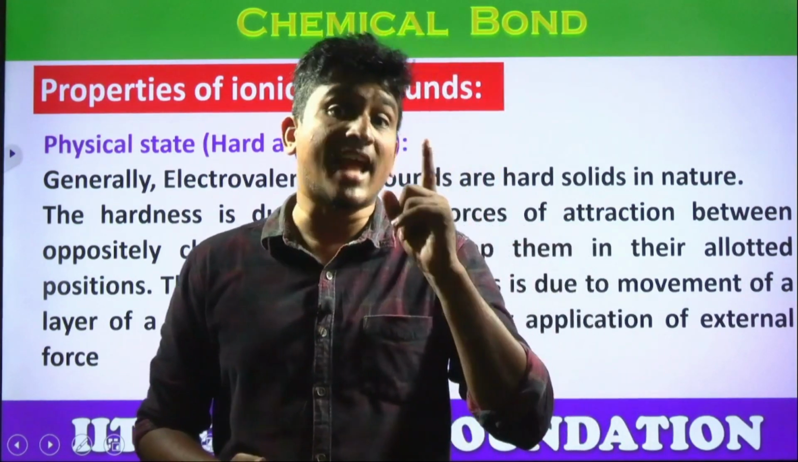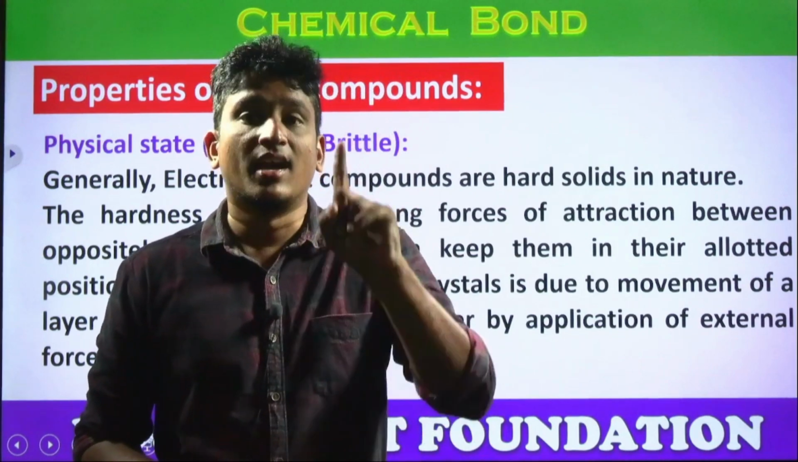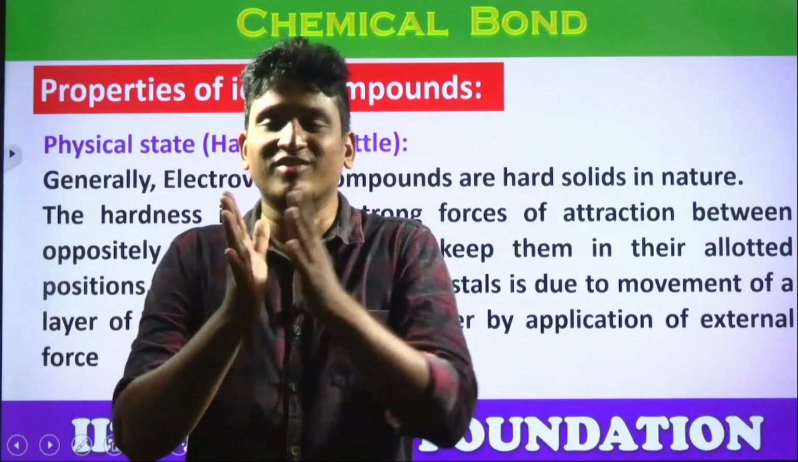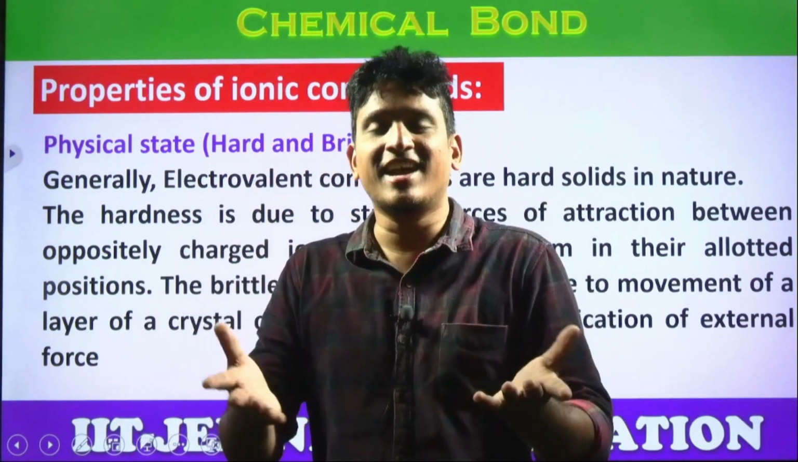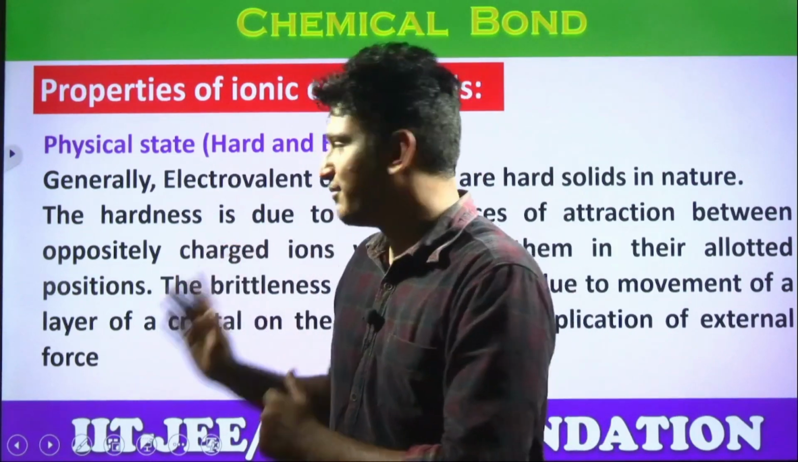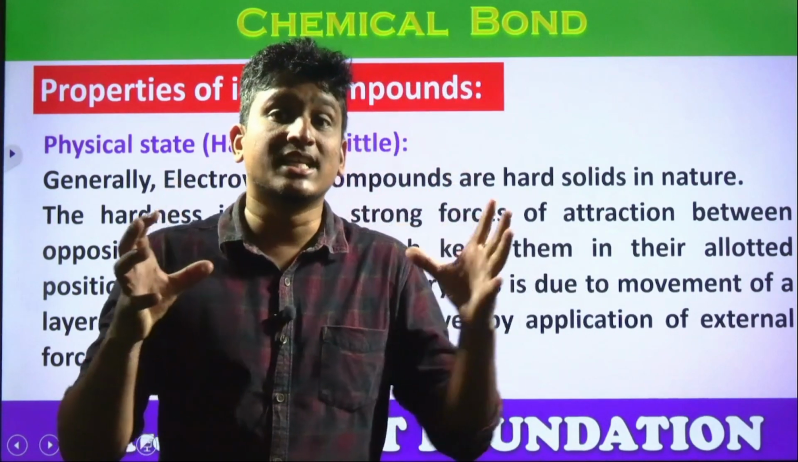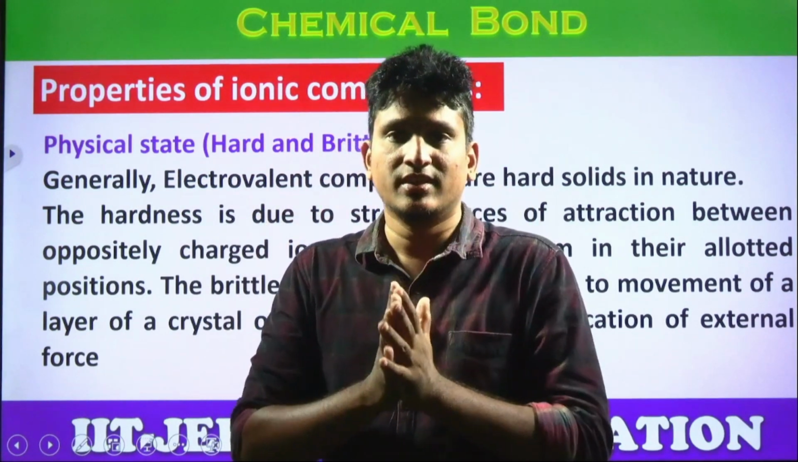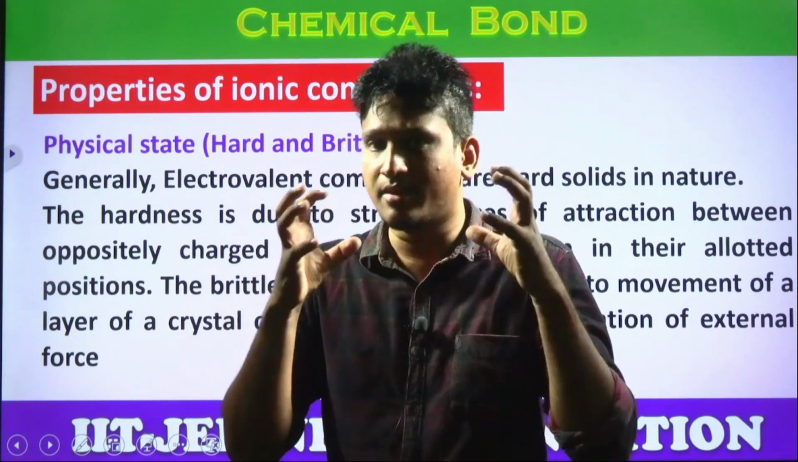They are solids, they are hard solids, and they are also brittle in nature. That means easily breakable. So what is this contradiction? We are saying they are hard, so how can they be brittle at the same time? I'll explain. They are hard because, students, all these ions are held by strong inter-ionic attractions, that is, electrostatic force of attraction. That's why they are very strong.